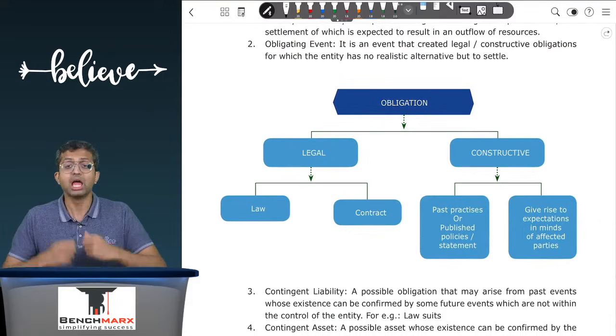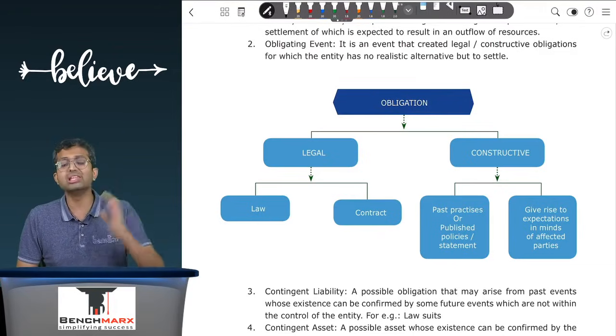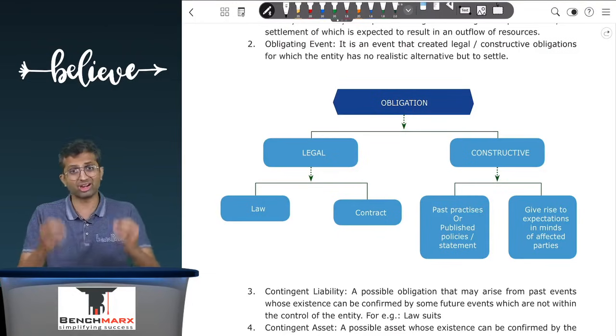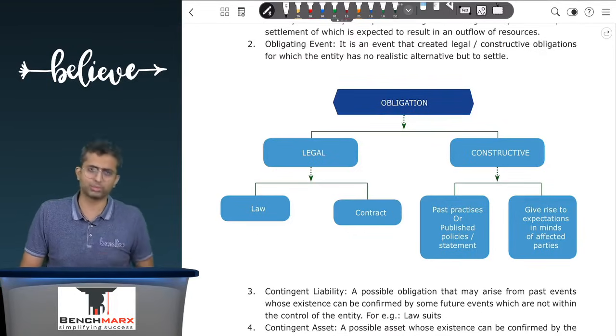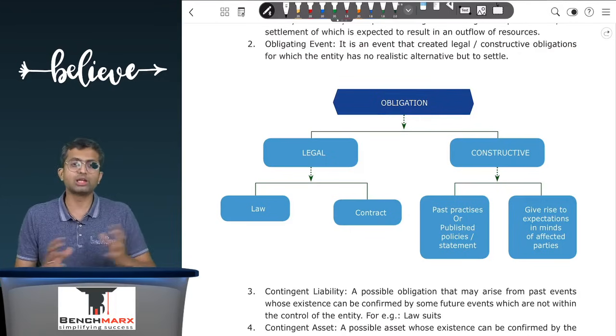Like for example, if I am selling goods and along with the goods that I sell, I am giving a warranty for a period of 3 years. That is a legal obligation. That means if the goods turn out to be defective, I am under a legal obligation under the contract to repair it. Or the obligation can arise out of law. So for example, there is a site restoration obligation as per a particular law, in which case you have to restore the site, so there is a legal obligation.